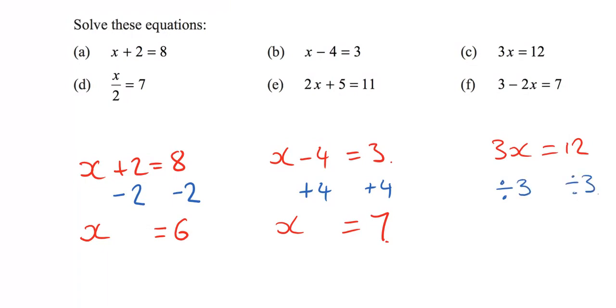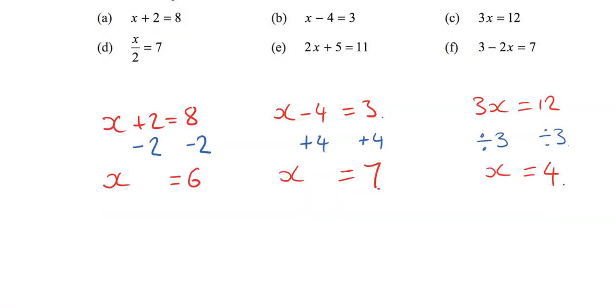So if I have 3x and I divide by 3, then that is just going to leave me with an x. If I do 12 divided by 3, I'm going to have a 4. So I've found the solution to this equation too. x is equal to 4. Let's move on to d.